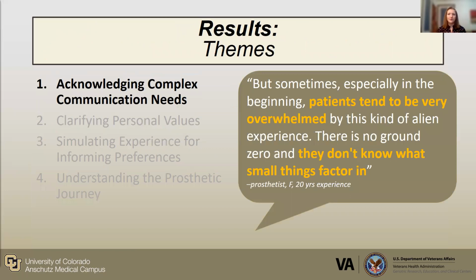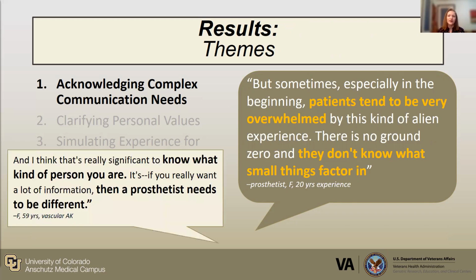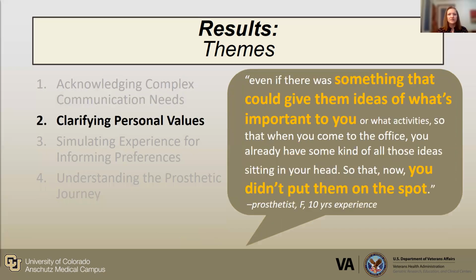The first theme was around complex communication needs. Both prosthetists and prosthesis users described this abundance and complexity of information. And depending on the cause of amputation, it's not uncommon for people to be struggling with managing their health and recovering from very complicated, complex systemic health conditions. And ultimately, prosthesis users recognize how everyone's communication needs are different. They often discussed the importance of understanding their own communication preferences in order to set the pace for this information sharing about prosthetics.